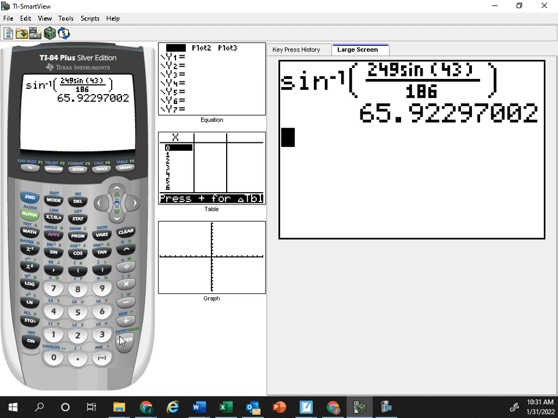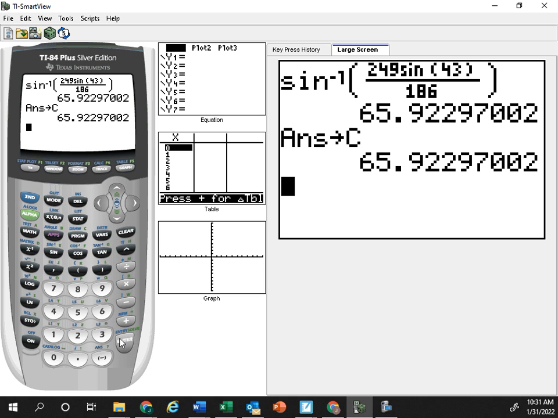Yeah, are we getting 65.923? What do you think I need to do with that answer? Other than write it down, what else should I do? Store it, yes. What am I going to store it as? C. So store alpha C, enter. Are you with me, guys? Okay, so far? All right.